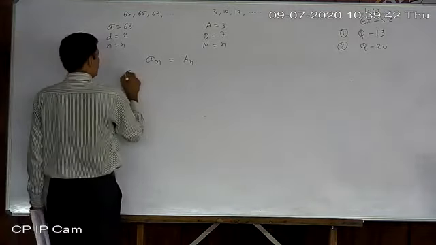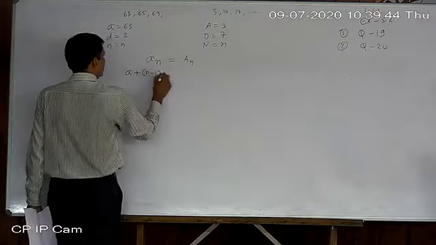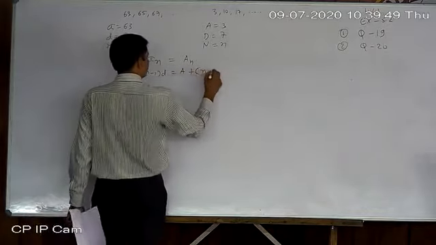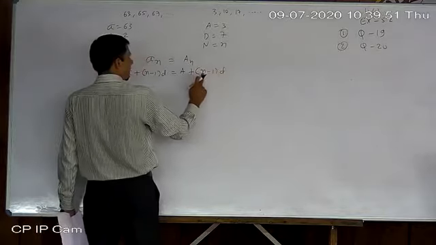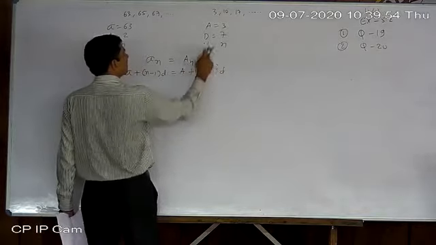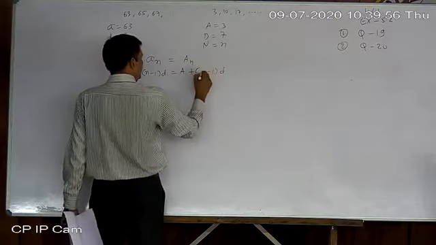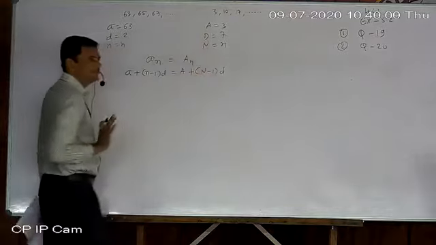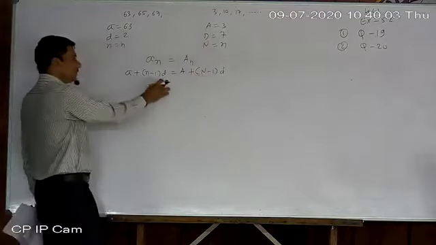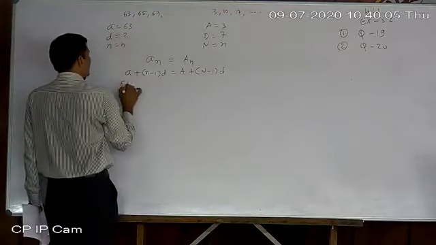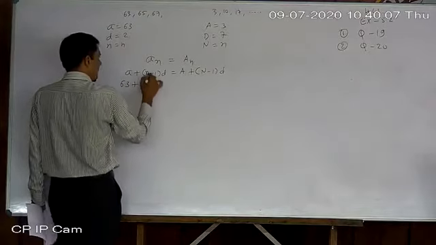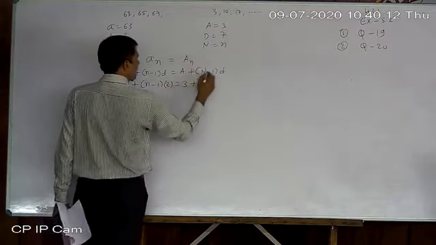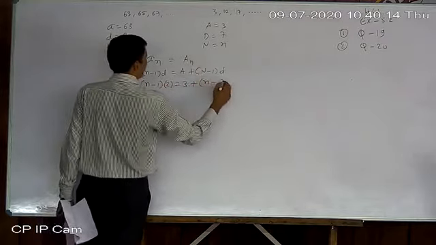So write down now the formula a plus n minus 1 d. I have not written capital N here, but directly placed the value. Otherwise you can write the formula first, then the value. I just wrote according to the symbols, everywhere capital here, everywhere small here. Now place all values. 63, n only, d is 2. 3, n is n only, and d is 7.